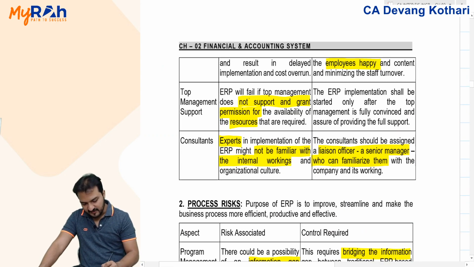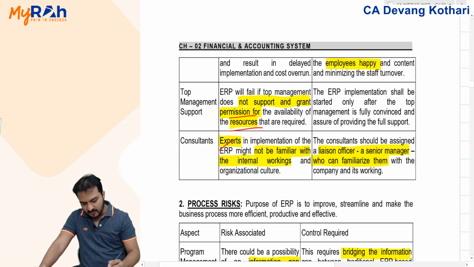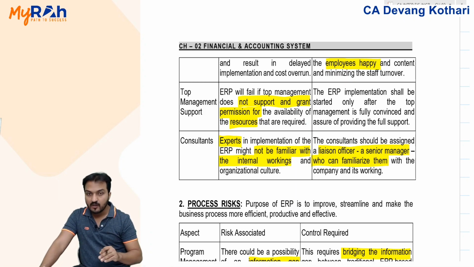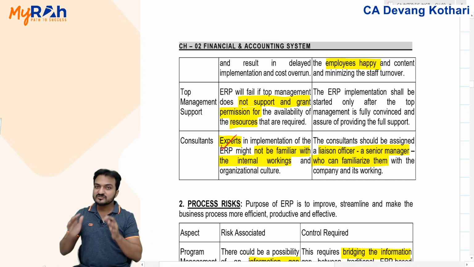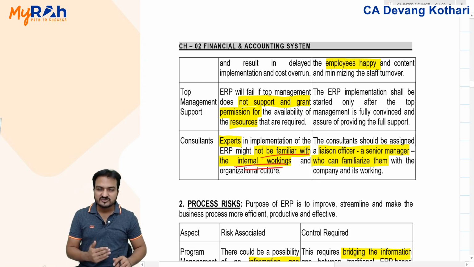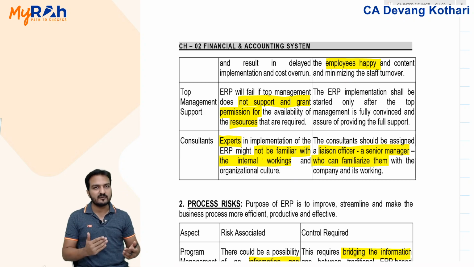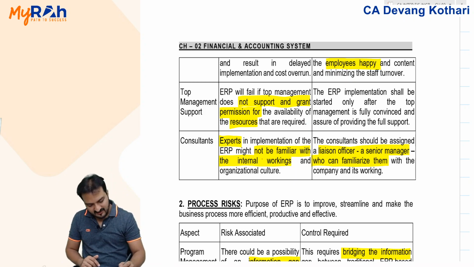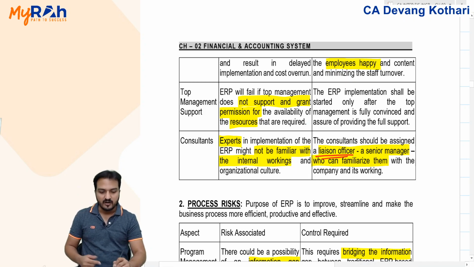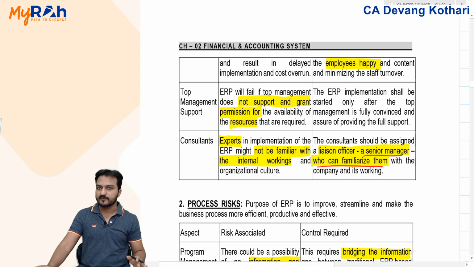Top management support, yes, ERP system will fail if the top management does not support and grant permission for the reuse of resources. And the consultant, the ERP consultant who will come to teach the software to your employees, is the expert. He knows the software, but he is not familiar with the internal workings of the company. He does not know how my company operates. Well, that might lead to a problem. To solve that problem, you should appoint a liaison officer, a person of senior management who can familiarize this expert with the way the company operates.